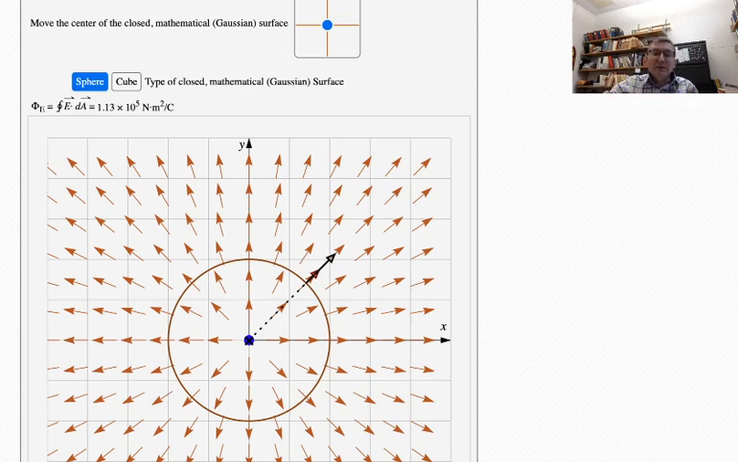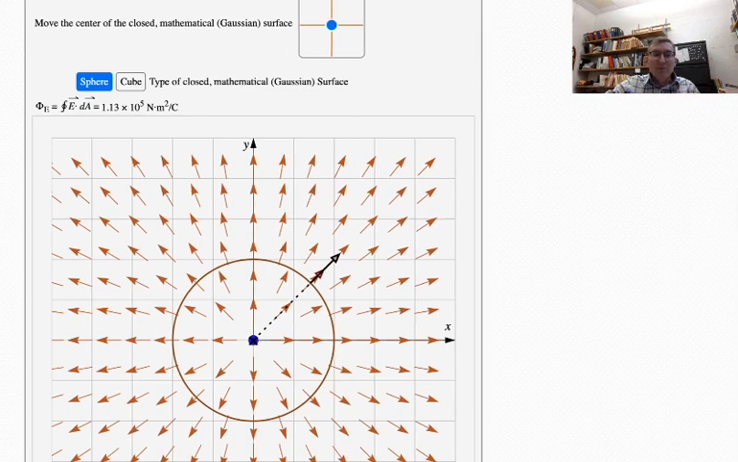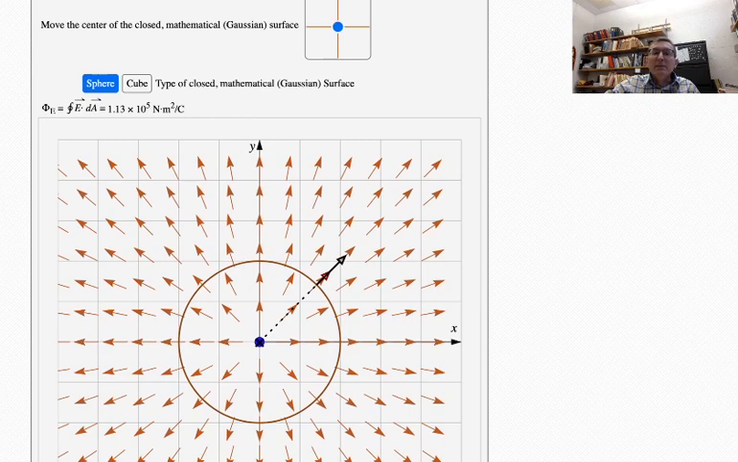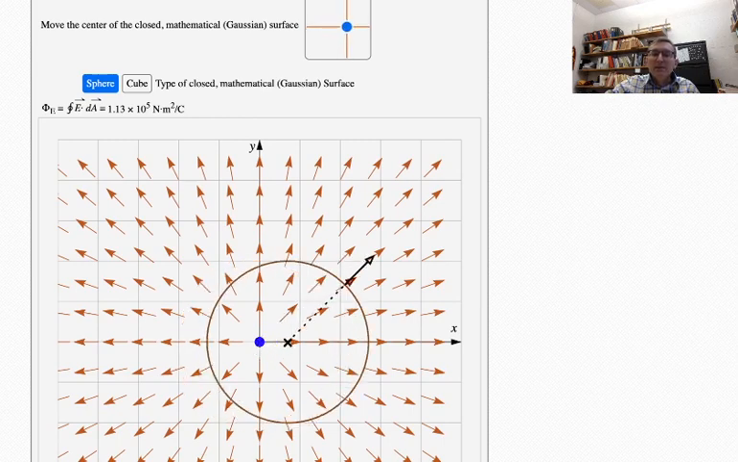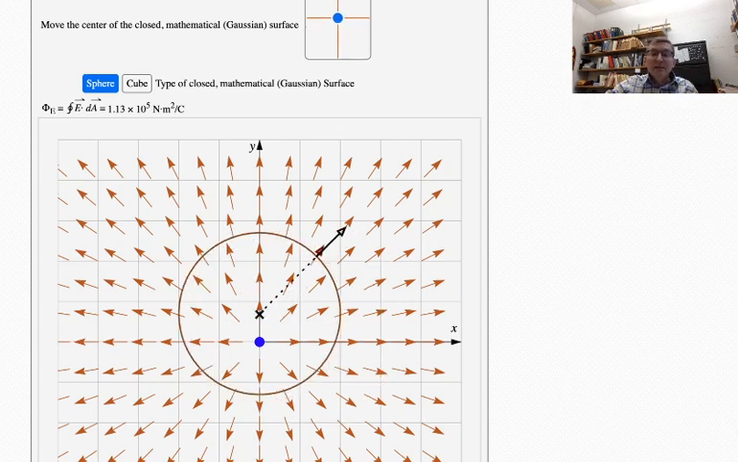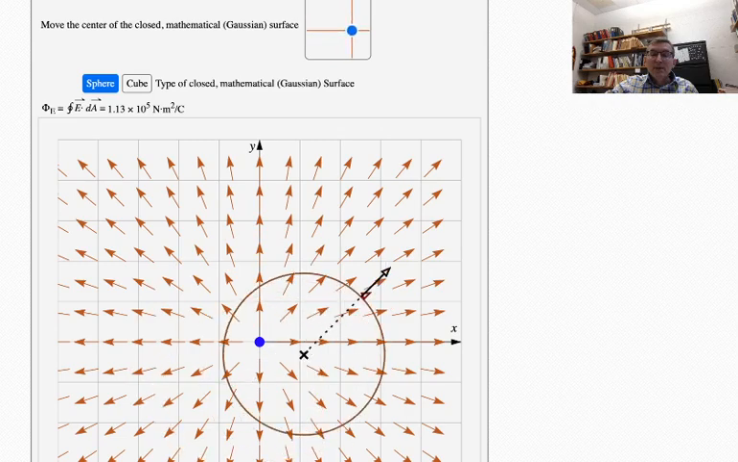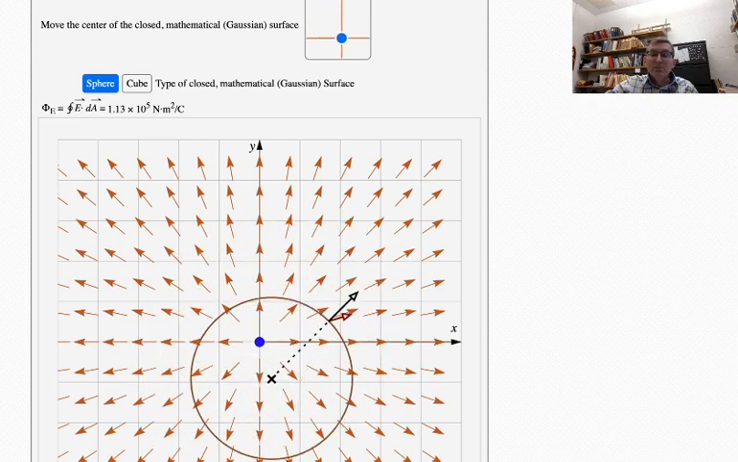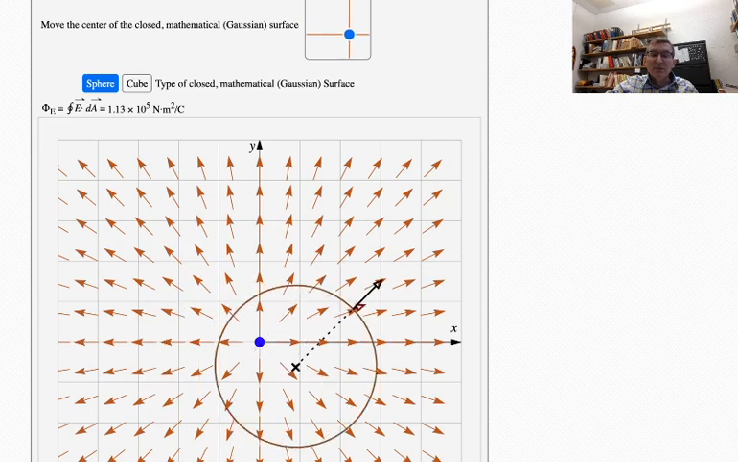Okay, let's move the Gaussian surface, sphere, off center. Oh, maybe over here. Oops, gotta get to the right place here. Here we go. See the center of the sphere is marked with the X, but the charge is still inside. Do you see the number up there for the flux? Didn't change. Why? Because the value of the flux must equal the total charge inside. And no matter where the charge is, if it's inside, it's inside. And the flux through the surface will be equal to Q over epsilon 0.